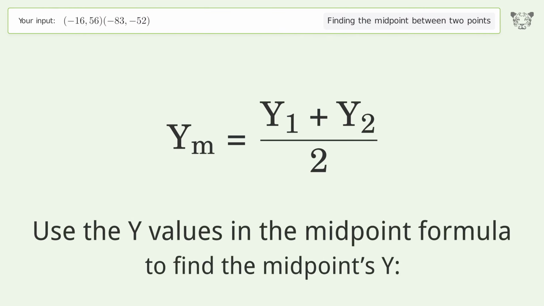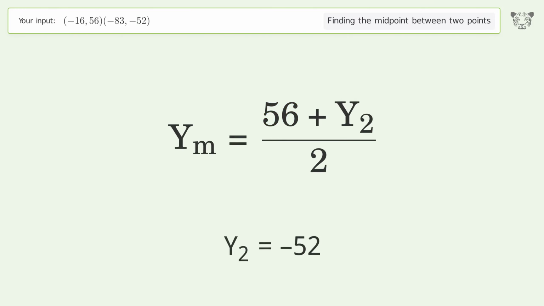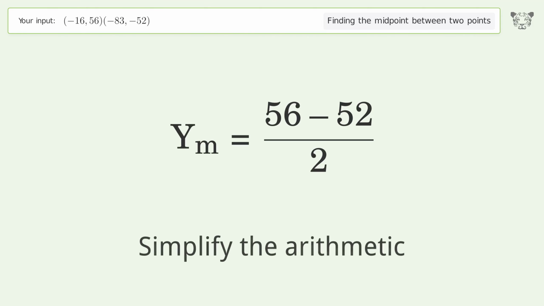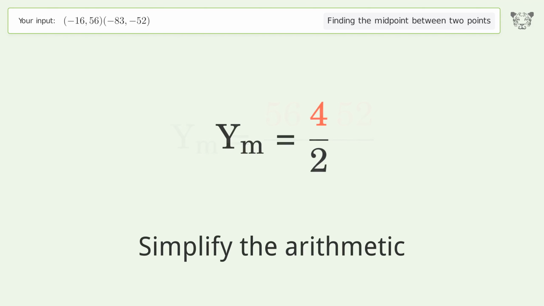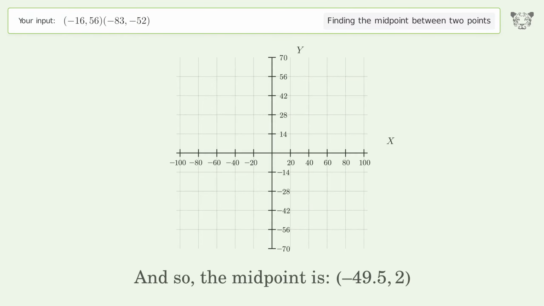Use the y values in the midpoint formula to find the midpoint's y. y1 equals 56. y2 equals negative 52. Simplify the arithmetic. And so, the midpoint is negative 49.52.